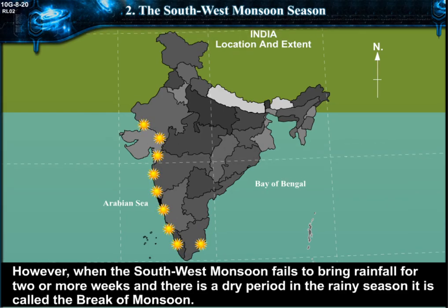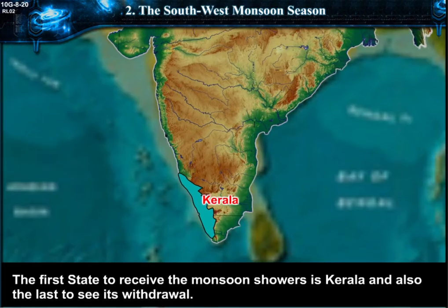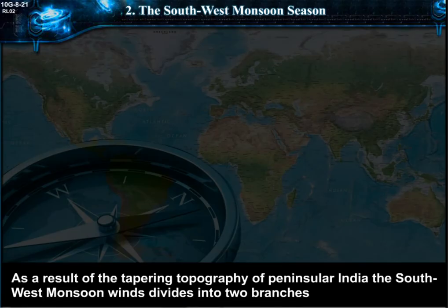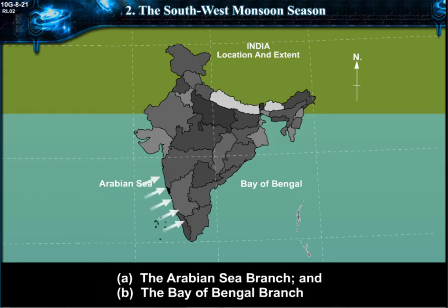However, when the southwest monsoon fails to bring rainfall for 2 or more weeks and there is a dry period in the rainy season, it is called the break of monsoon. The first state to receive the monsoon showers is Kerala, and it is also the last to see its withdrawal. As a result of the tapering topography of peninsular India, the southwest monsoon winds divide into 2 branches. A. The Arabian Sea branch and B. The Bay of Bengal branch.